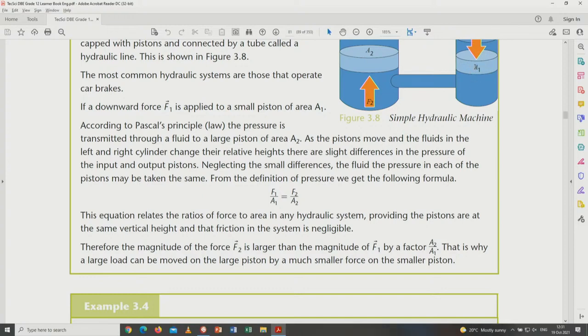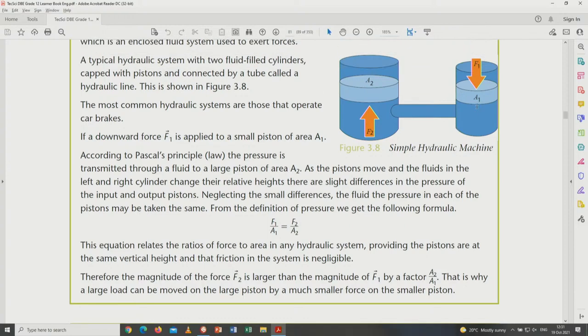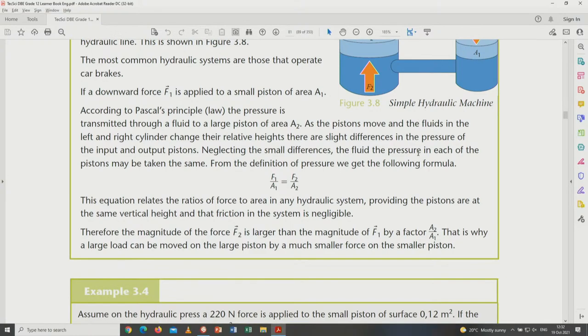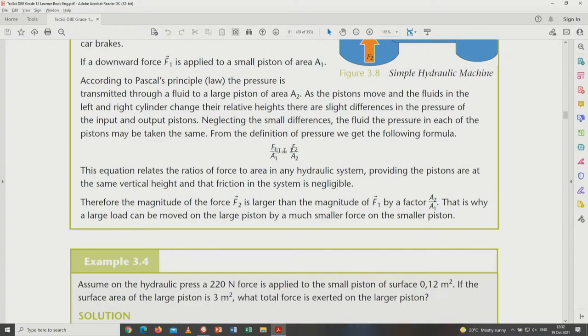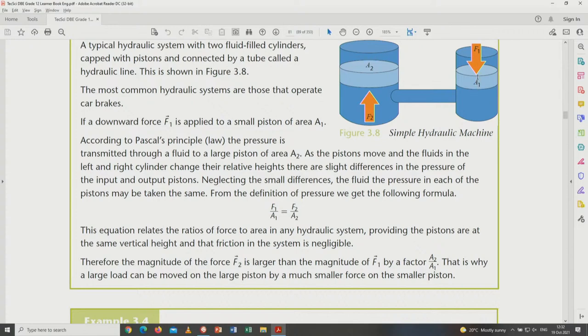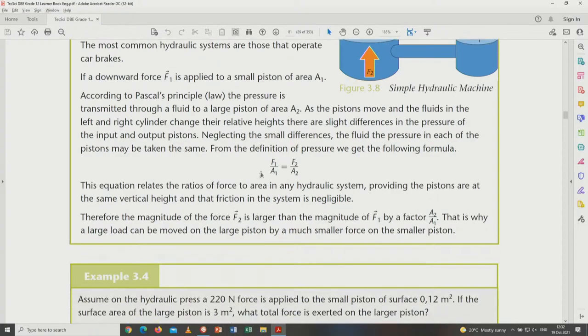Remember, the pressure on this liquid will be the force applied on that piston divided by the area of the piston. So if this is cylindrical, you already know that to calculate the area, you need to know the diameter or the radius of that piston, the cross-sectional radius. Then, from the definition of pressure, we get the following: the pressure on piston 1 will be equal to the pressure on piston 2, so F1 over A1 equals the force on piston 2 divided by the cross-sectional area of that piston, F2 over A2.